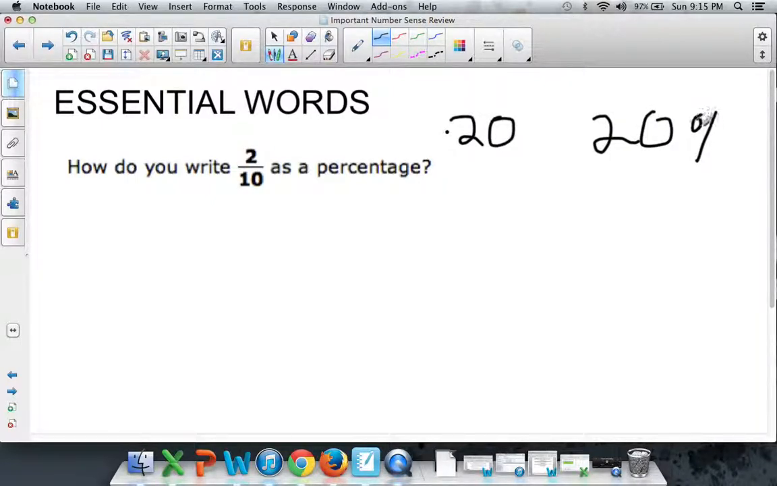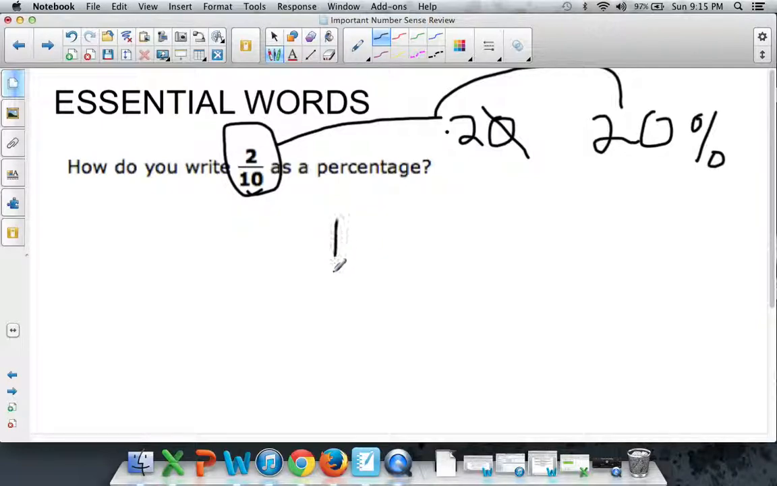You see how easy, how naturally those all connect? 2/10, 0.20, 20%. You don't have to see that 0 there because in decimal land you can cut off the last 0 all by itself. But you see how it all looks like it belongs together. If you can't remember that, you can always rely on division.